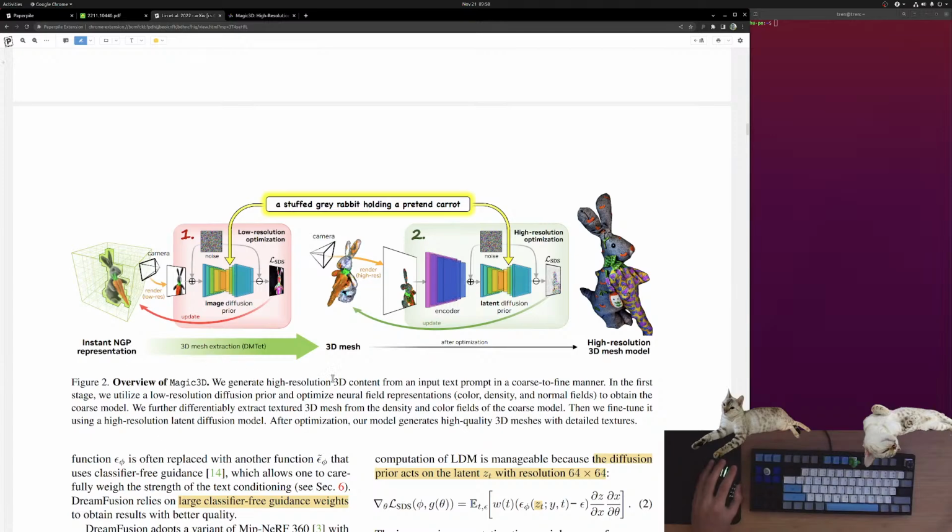We generate a high-resolution 3D content from an input text prompt in a coarse-to-fine manner. In the first stage, we utilize a low-resolution diffusion prior and optimize neural field representations, color, density, and normal field to obtain the coarse model. Okay. So, they're starting from here, I suppose, the image, right? They have the text prior, or the text is used to condition a diffusion model that just generates 2D images.